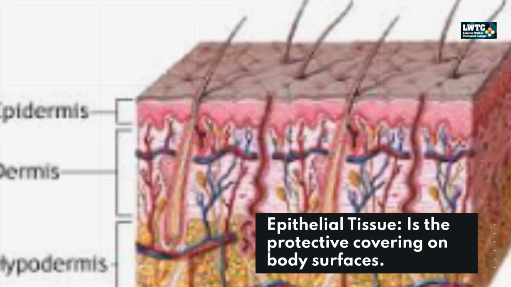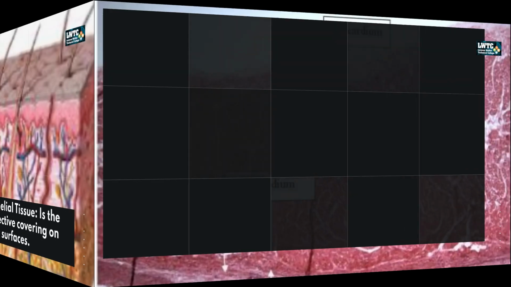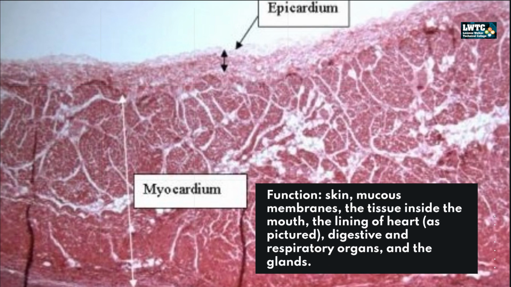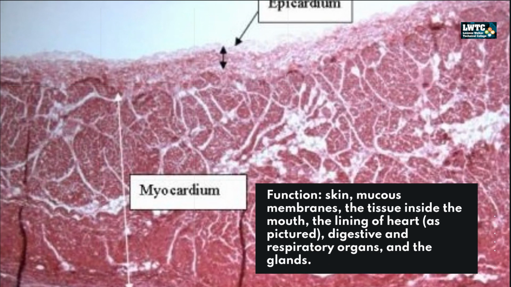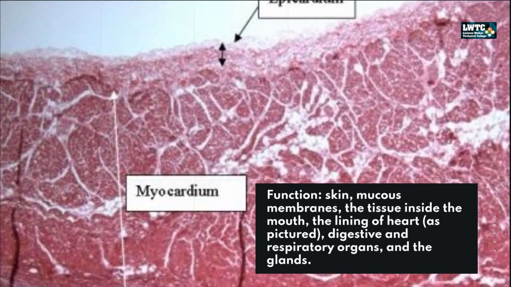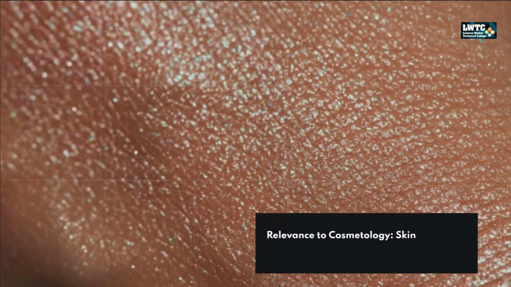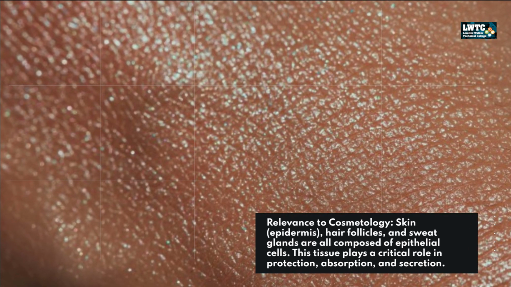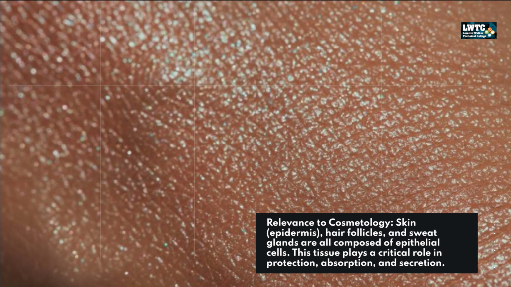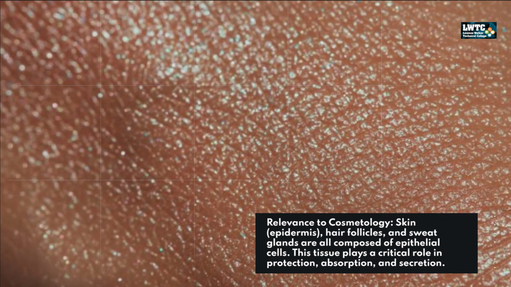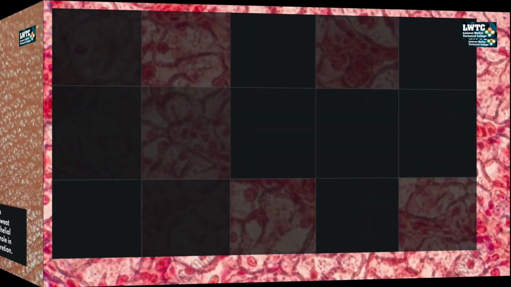Muscle tissue. Epithelial tissue is the protective covering on body surfaces. Function. Skin, mucous membranes, the tissue inside the mouth, the lining of heart, as pictured, digestive and respiratory organs, and the glands. Relevance to cosmetology. Skin, epidermis, hair follicles, and sweat glands are all composed of epithelial cells. This tissue plays a critical role in protection, absorption, and secretion.